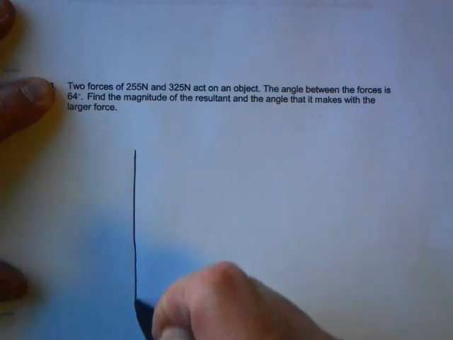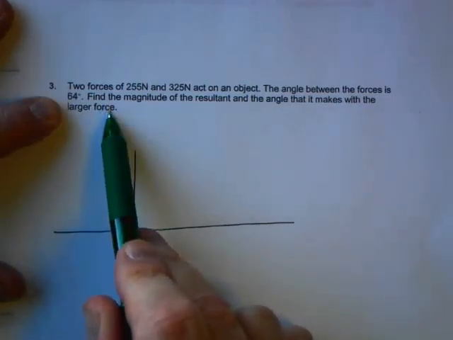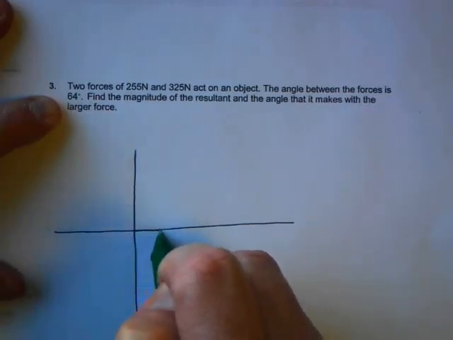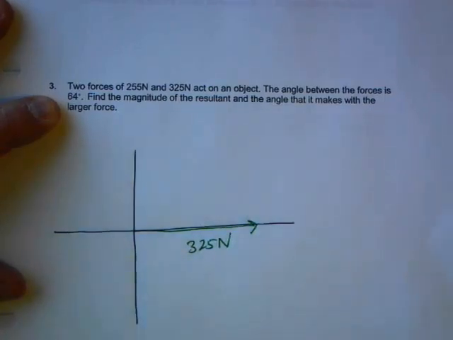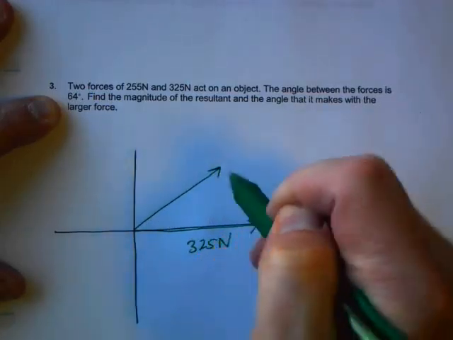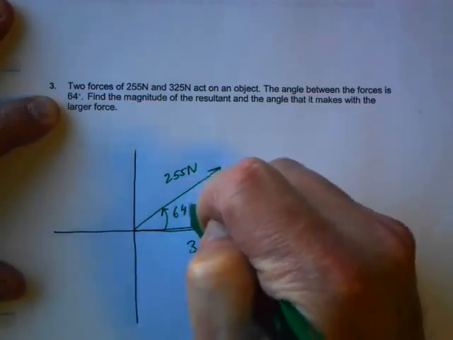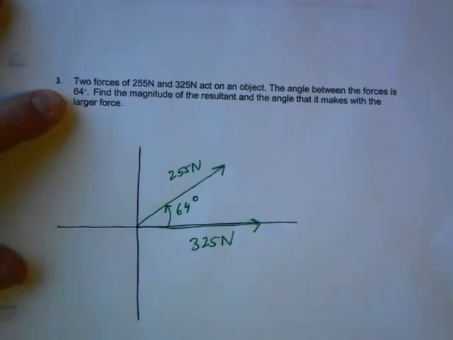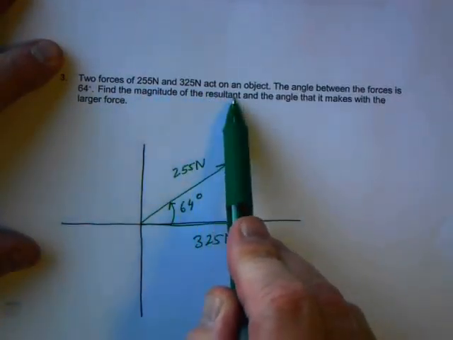All right, so I'm going to draw myself a picture here. If I want the angle it makes with the larger force, then I'm going to put the larger force on the x-axis. So my longer force is this one. That's 325 newtons. And then my smaller force is 255 newtons. And this makes an angle of 64 degrees. Well, that's not a very good picture. That doesn't look like 64 degrees. It looks more like 45, but oh well. That's okay. It says, find the magnitude of the resultant and the angle.